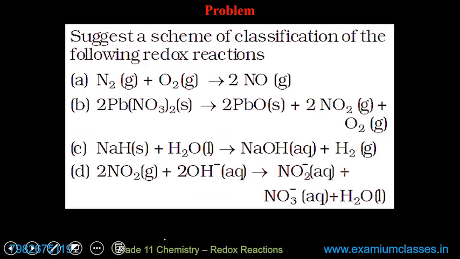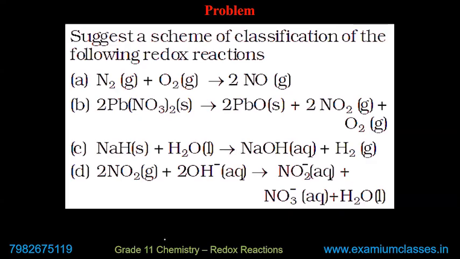The next question: suggest a scheme of classification of the following redox reactions. Which type of reactions are these? Whenever you are asked for the scheme of classification, classify them as combination reaction, disproportionation reaction, decomposition reaction, etc.